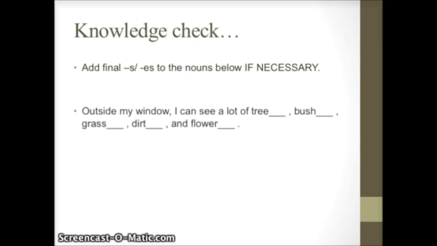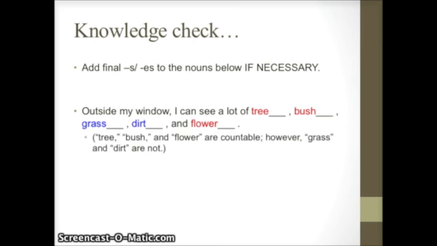Here's another. A lot of can precede both count and non-count. However, here we understand the writer is viewing individual trees, bushes, and flowers outside of his window. Grass and dirt, however, are in the category of items that are considered uncountable because of the impossible task of counting the individual blades of grass or the grains of dirt.